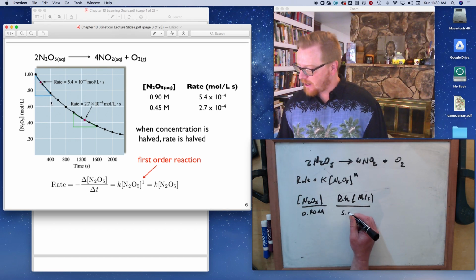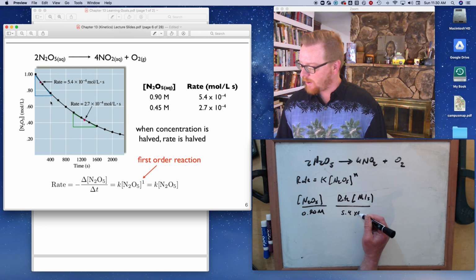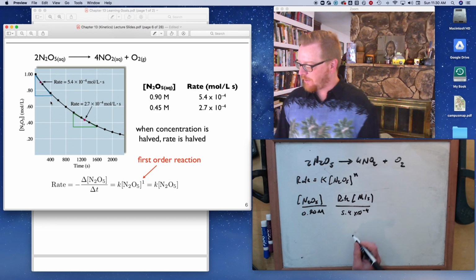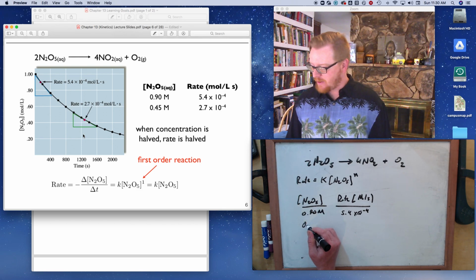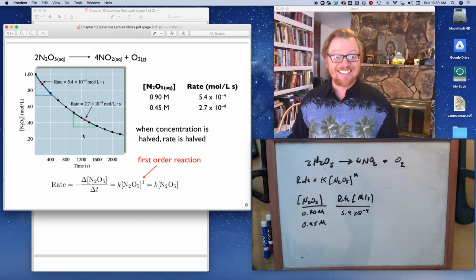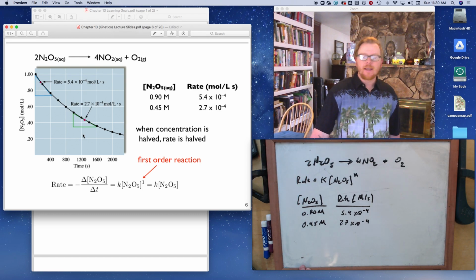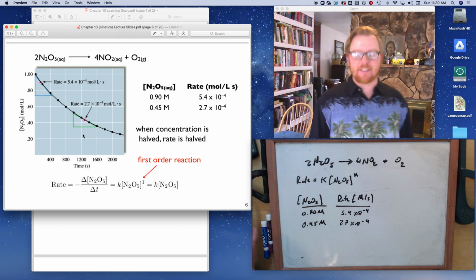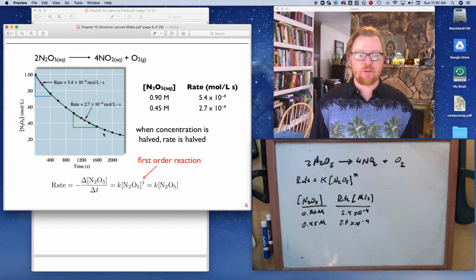So this is 0.9 molar, and someone found this was 5.4 times 10 to the minus 4 molarity per second at that data point. And then at another data point here, where the concentration is 0.45, of course the instantaneous rate is different, and they found that it was 2.7 times 10 to the minus 4, okay? And of course we could keep going. We could actually list every single one of these data points, concentration and the rate, if we wanted to, but we only need 2 data points technically.